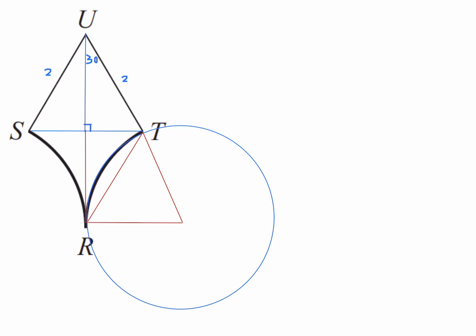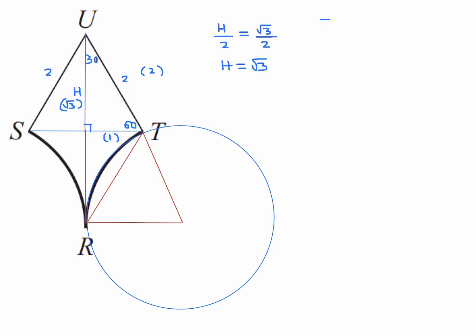And this is 90 since that was a perpendicular, and therefore this is 60. Using your 30-60-90 triangles, we can easily figure out the height of this triangle. H over 2 will be the equivalent of root 3 over 2, because the sides of a 30-60-90 triangle have the ratio 2, 1, and root 3. And therefore, this gives me that H is root 3.